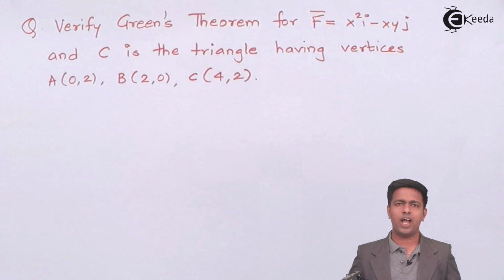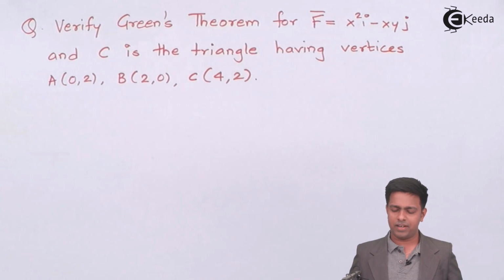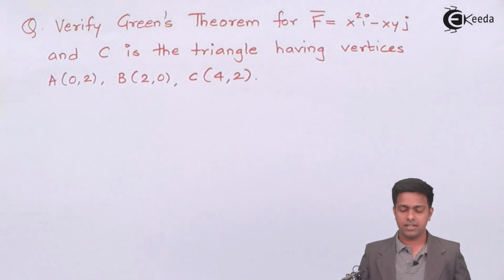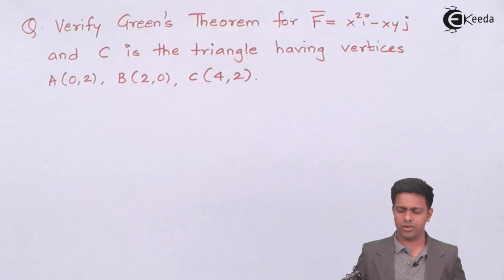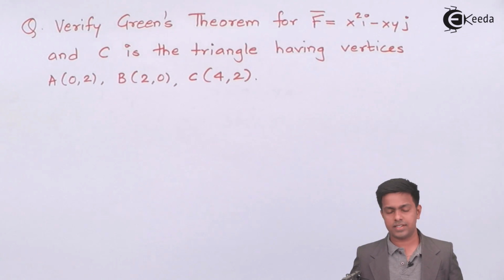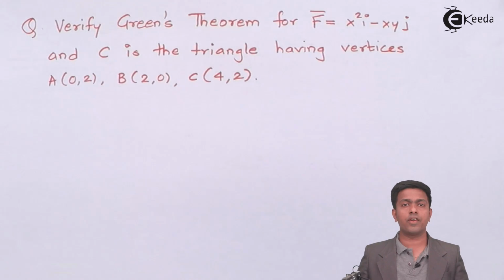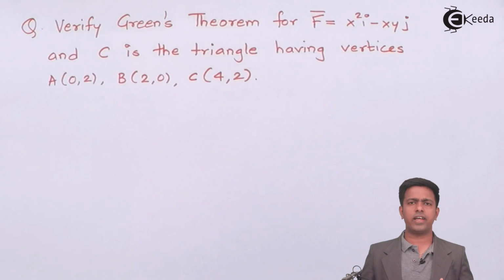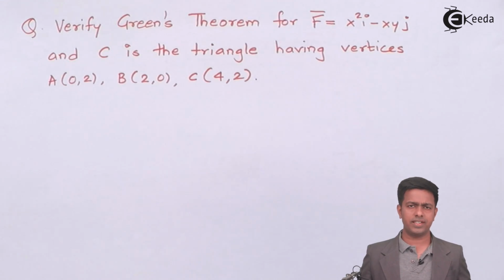So here we have to verify the Green's theorem for given f bar, that is x square i minus xy j, and C is the triangle. So C is basically a curve which is a triangle having the vertices (0, 2), (2, 0) and (4, 2). Now guys, before verifying the Green's theorem, let's see what's the Green's theorem.